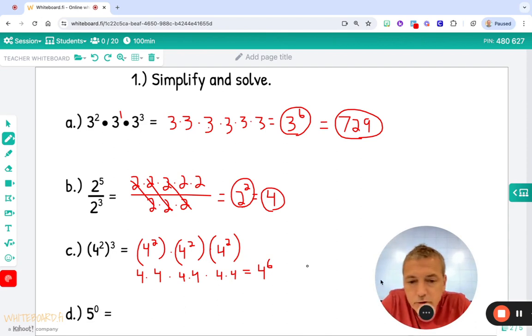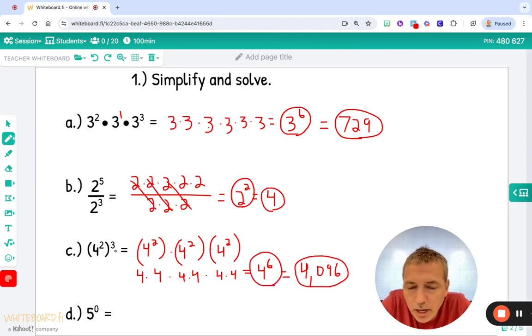And 4 to the 6th power is 4,096. So there's my 2 answers. So when we have a power raised to a power, the shortcut is we can multiply the exponents. So 2 times 3 would end up giving me 6, but I showed why it worked here.